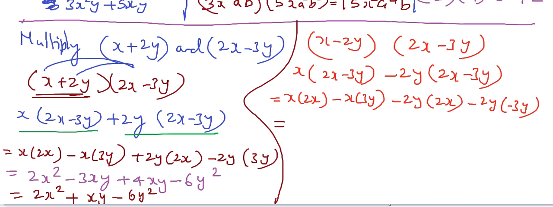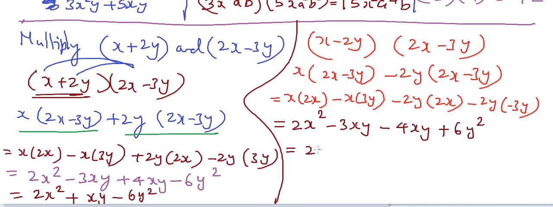So now we get x into 2x, so 2 into x square, minus 3xy, because signs are different so the result is negative. Again signs are different, the result is negative. So minus 2 into 2 is 4xy. Here signs are same, result is positive, so 2 into 3 is 6, y into y is y square. Again there are two like terms, so simplifying further we get 2x square, minus 3 minus 4 is minus 7, so minus 7xy plus 6y square.